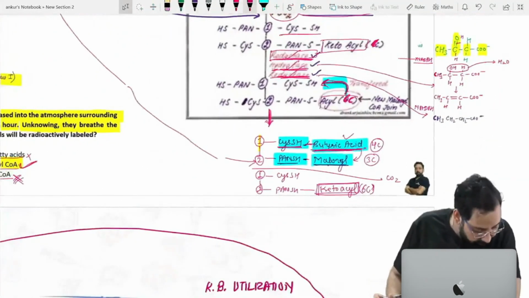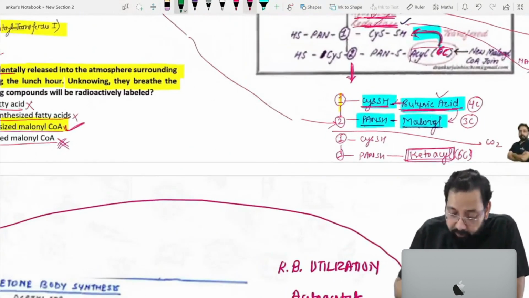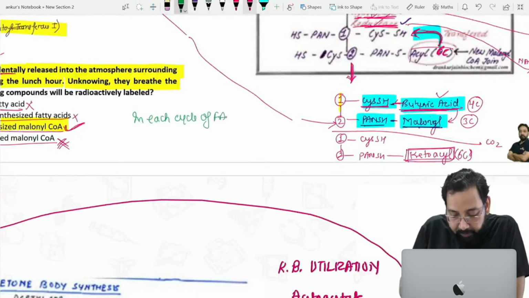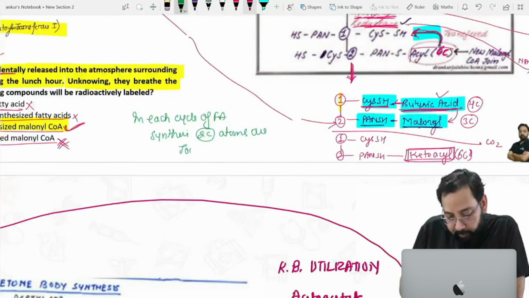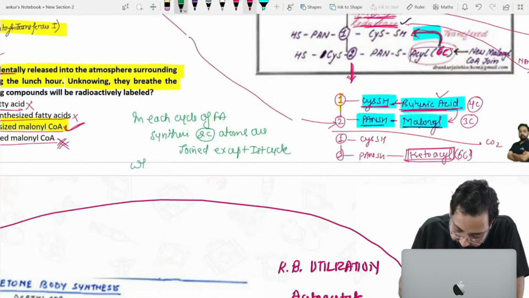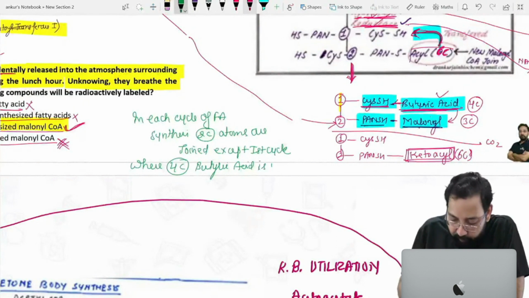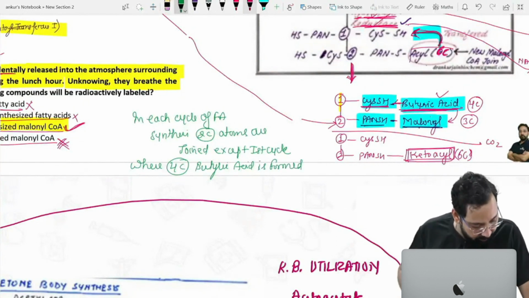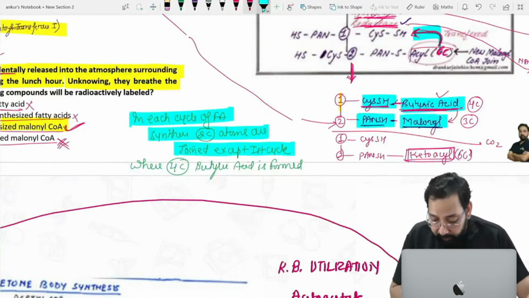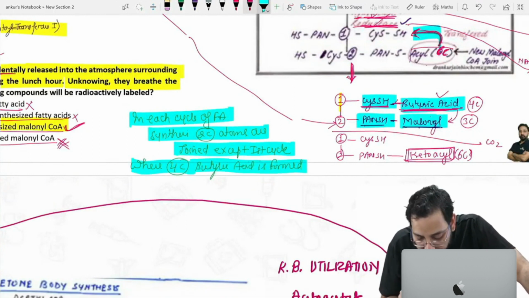In each cycle, 2 carbon atoms are joined. I can write caproic acid. So in each cycle of fatty acid synthesis, 2 carbon atoms are joined, except the first cycle, where 4 carbon butyric acid is formed.